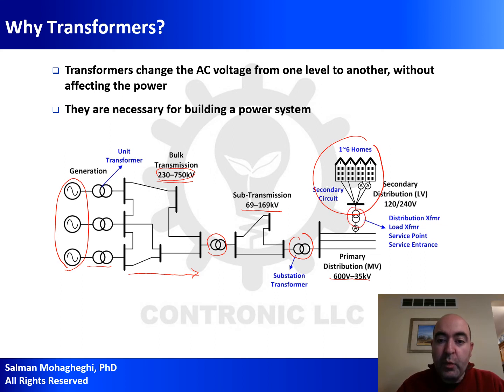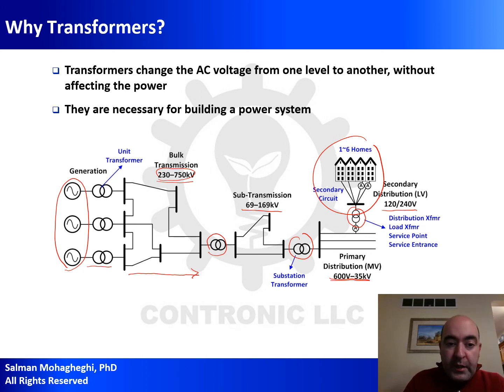And then you bring this power even closer to the load area, to the individual customers, and finally you're going to have one final transformer which comes with different names. Some call it distribution transformer, load transformer, service transformer. All of them mean the same thing. This is a transformer that is connected to the distribution system, and it's directly supplying and feeding the customer. Here, from a 600 volt to 35 kV voltage level, you bring it down to 120 volts or 240 volts, which is the voltage suitable for household appliances.